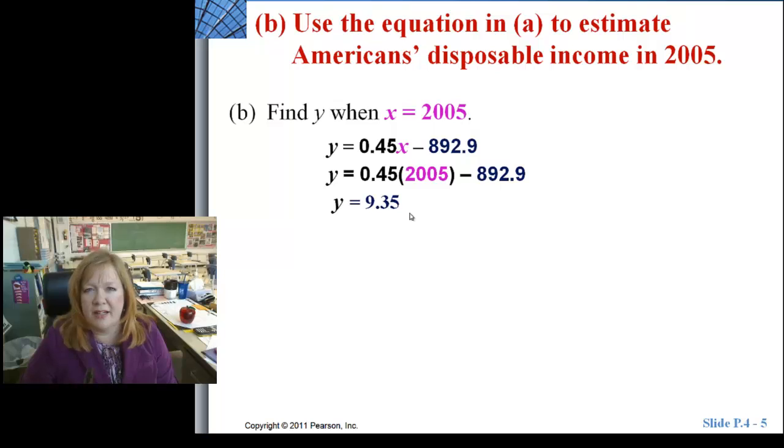Oh, I love calculators. Calculators make it so much easier. We don't have to worry about all this multiplication.